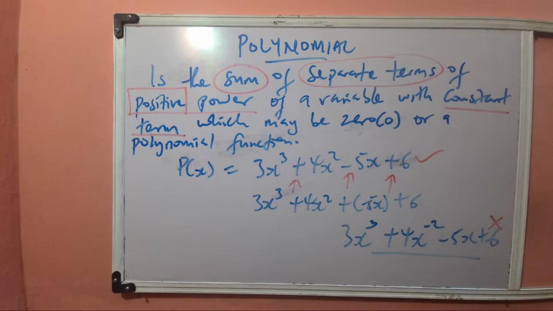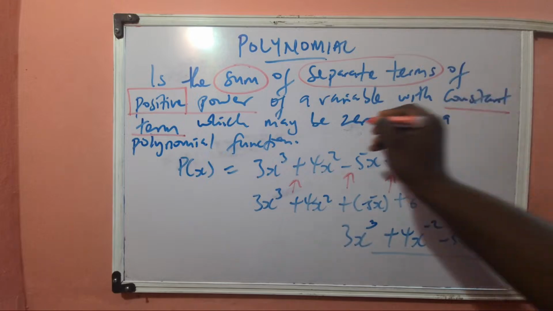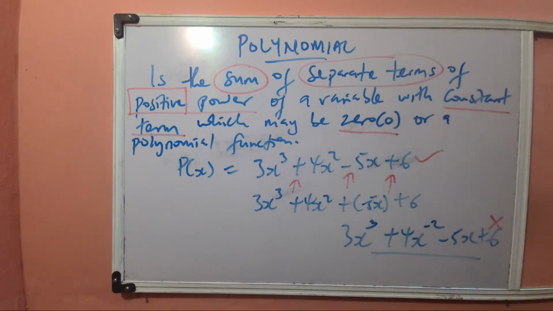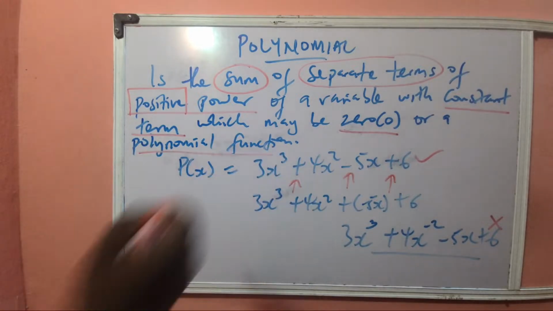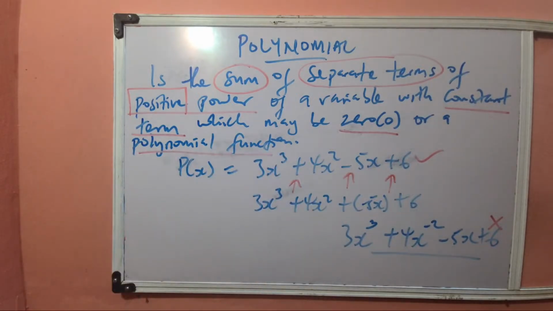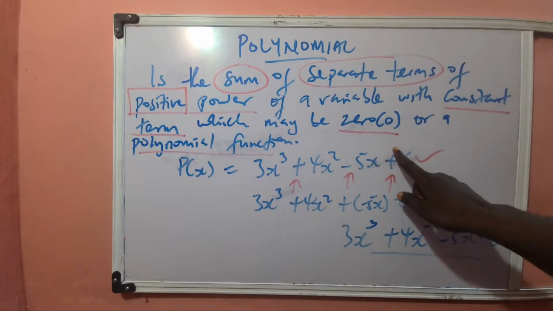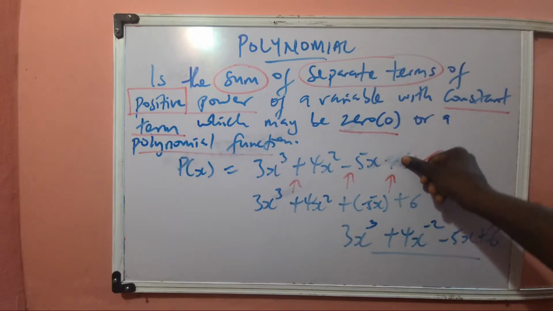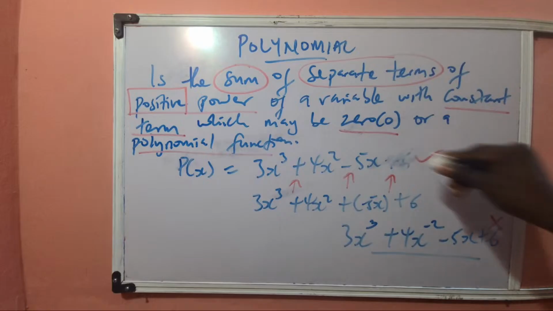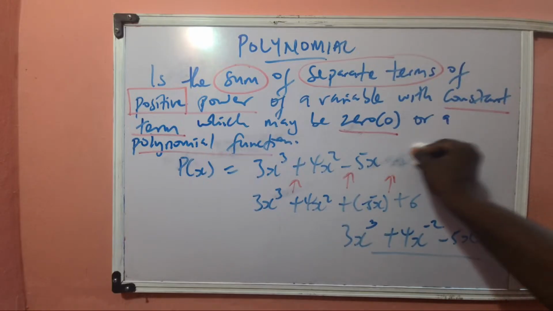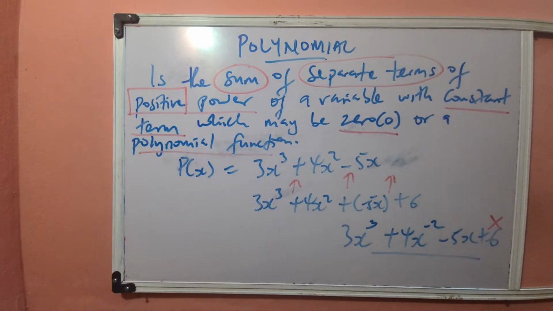Now, it said this constant term may be 0 or a polynomial function. I need to explain that part of the definition so that you are very clear about it. You need to understand that it's not compulsory that you must have a constant term written like this. It's possible that this polynomial is written like this. If plus 6 is erased out, this still is a polynomial.